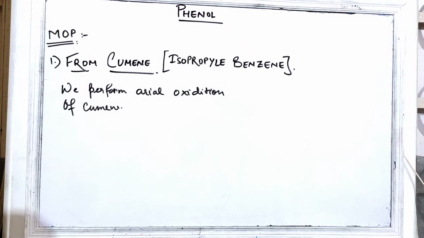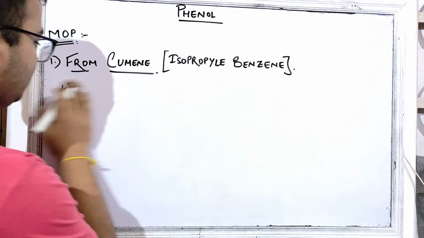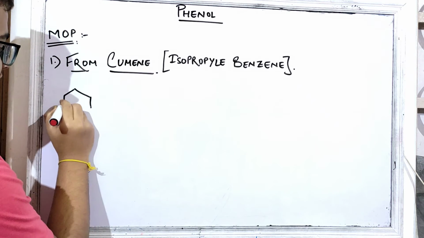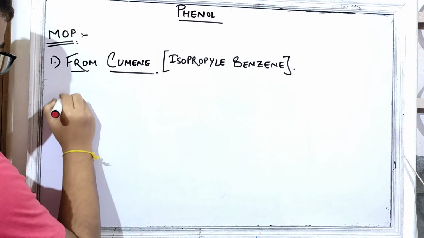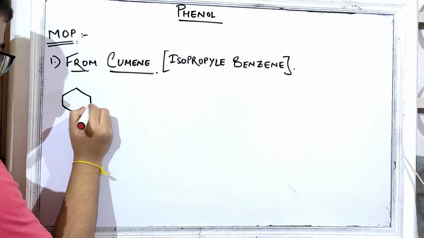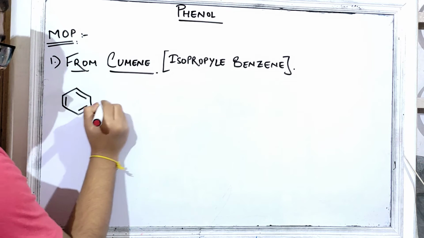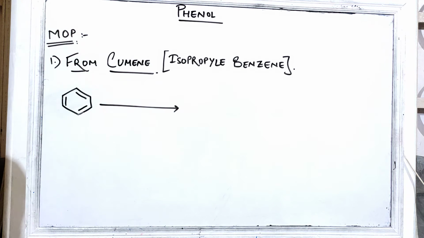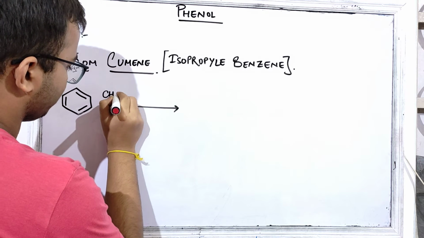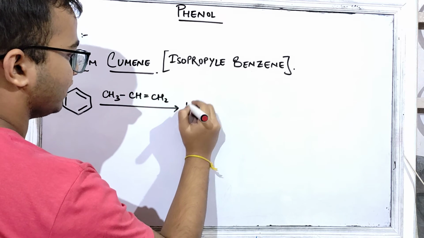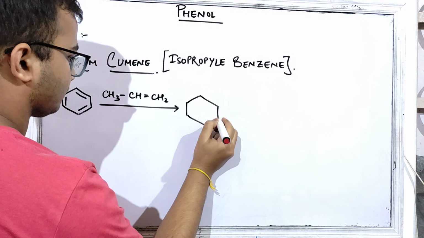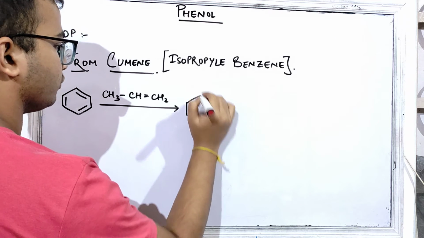Now if you want to know about the preparation of cumene, we take a benzene ring. Actually, this is benzene. Okay, now let's do it in a proper way. So this is my benzene. Now in benzene we take propene, CH3 CH double bonded CH2, and as a result of this we get cumene. This is cumene.